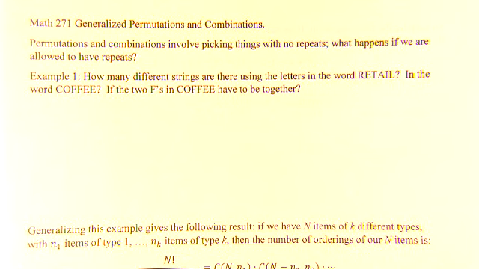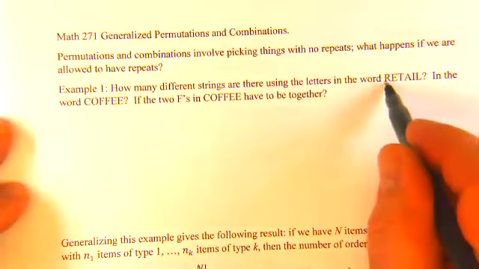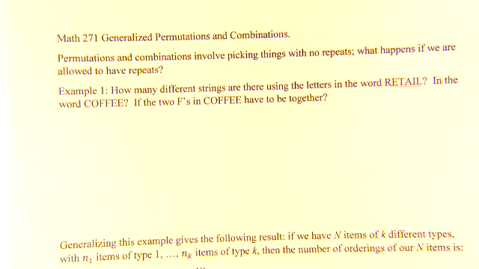Generalized permutations and combinations. So permutations and combinations involve picking things with no repeats, right? What happens if we're allowed to have repeats? So example one, retail. I've got a set of how many symbols there? 1, 2, 3, 4, 5, 6 symbols. How many different strings can I make out of those 6 symbols?